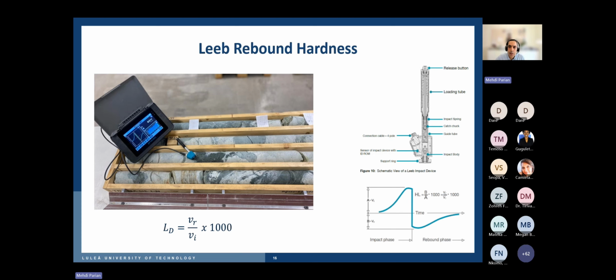From these voltages, we can estimate the velocity of the impact and rebound. The induced voltage is proportional to this velocity, and we can use this to calculate the Leeb hardness. It's a dimensionless property, a ratio of the rebound velocity divided by the impact velocity. Generally, in hard materials, the impact body rebounds faster, meaning a higher rebound velocity relative to the impact velocity.